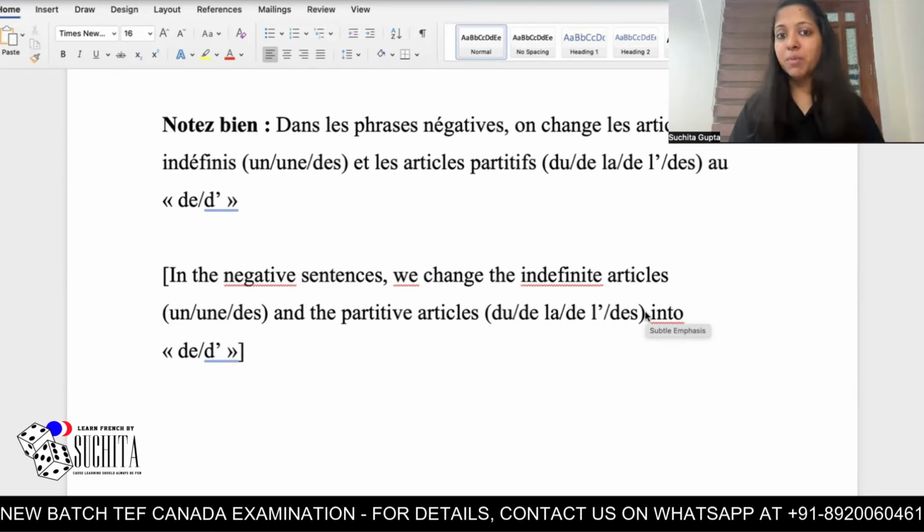Now, what does it mean? Out of these 4 articles, in the negative sentences, we change our first article and the 4th article. That means I told you we have indefinite article, definite article, contracted, and partitive articles. So we change the first and the 4th article. That means we change the indefinite articles, that means un, une, des, and the partitive articles, which are du, de la, de l', and des, into de. Okay. So we change our indefinite articles and the partitive articles into de. I'll explain this to you in detail through some examples.